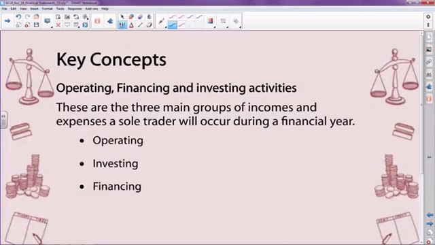The first one will be your operating section. The second one will be your financing. And then lastly, your investing. Now, these are the 3 main groupings of all income and expenses.